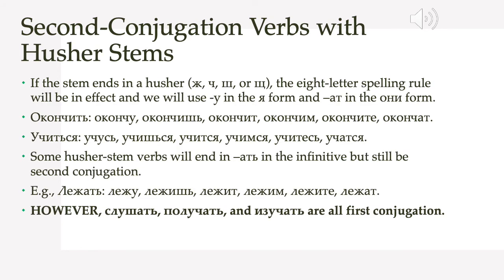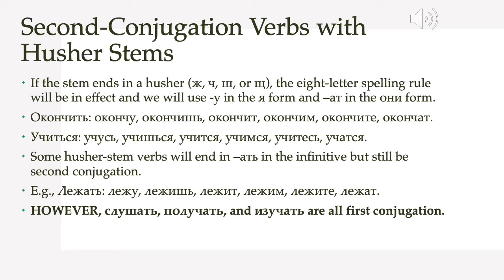You can also have second conjugation verbs with husher stems, just like you can with first conjugation verbs. And if you have a second conjugation verb with a husher stem, then the eight-letter spelling rule is going to come into effect because we are going to add the endings directly to the stem. So we will use у in the я form rather than ю, and ат in the они form rather than ят. Some common examples would be закончить, to graduate from school. So закончу, закончишь, закончит, закончим, закончите, закончат.